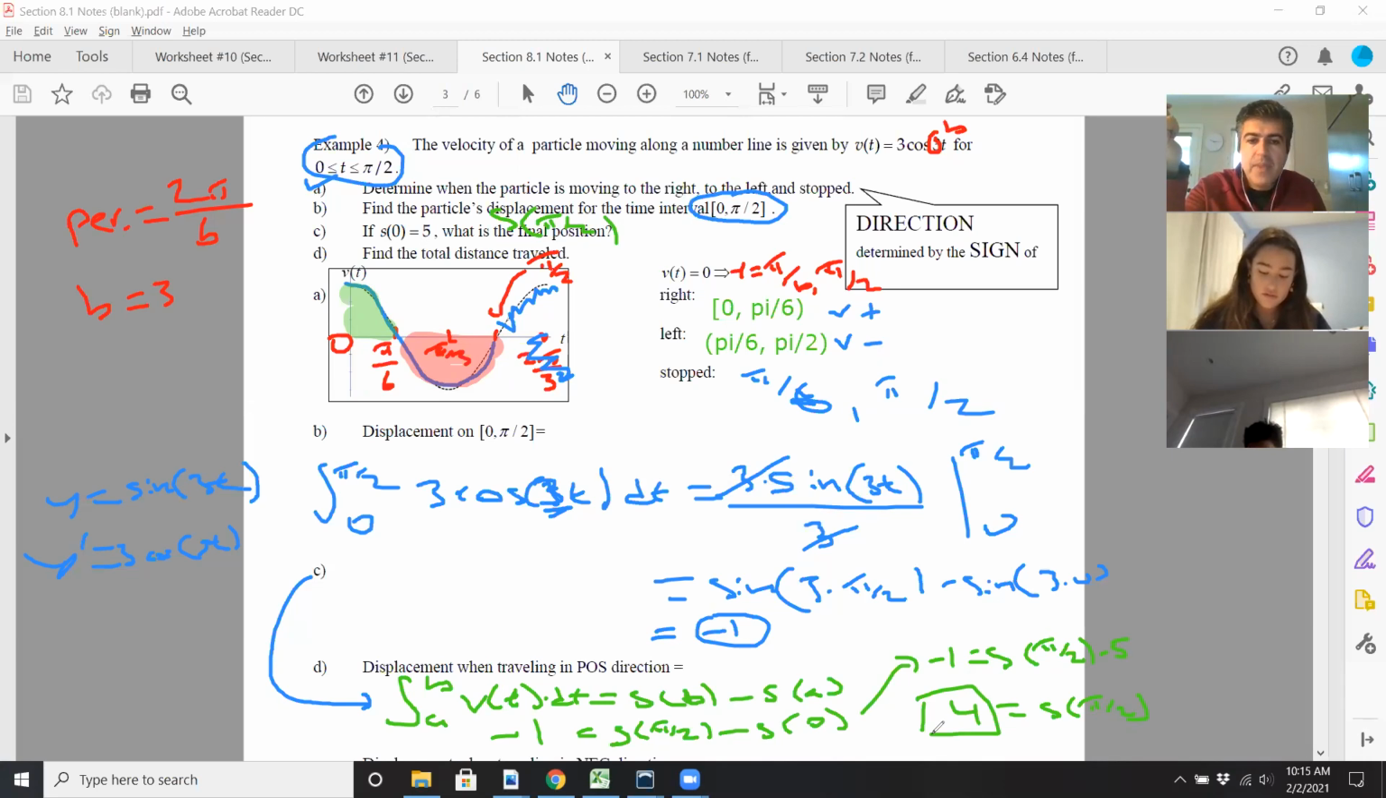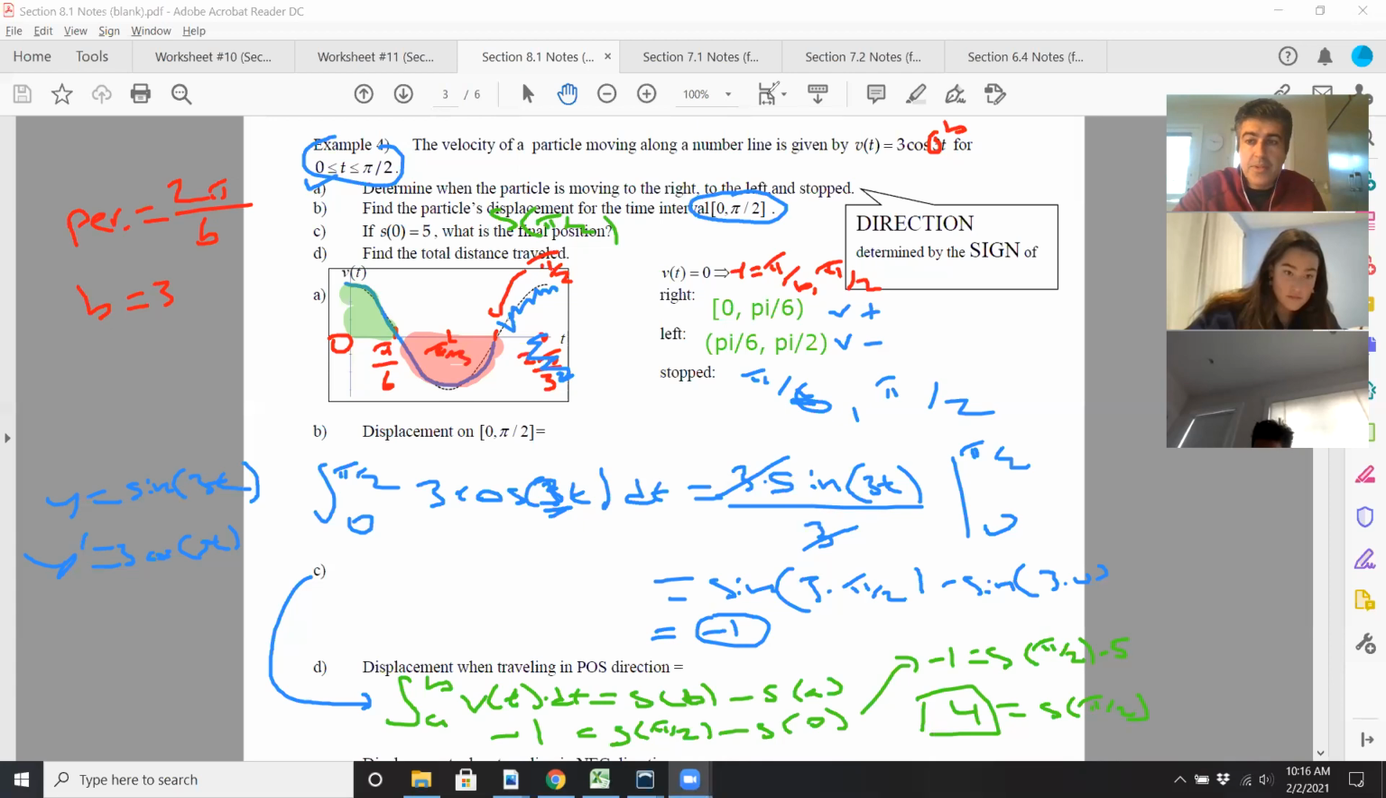I got negative 1. Displacement is a change of position, but if you want to find a particular position at a particular time, then you set your displacement equal to that change in position. So we know the integral from 0 to pi over 2 of my velocity is going to be S of pi over 2 minus S of 0. I know S of 0 is 5. So negative 1 equals S of pi over 2 minus 5. S of pi over 2 is 4. And I don't think we need to put units because we're not giving units here at all.